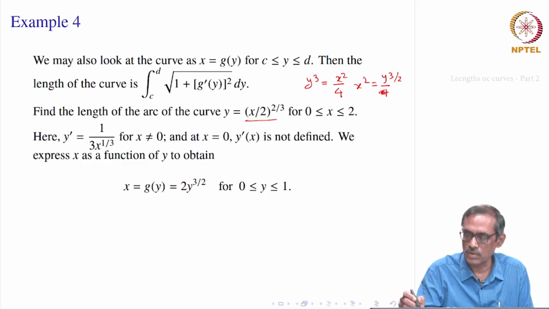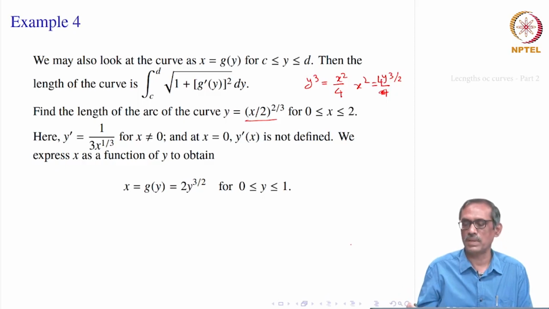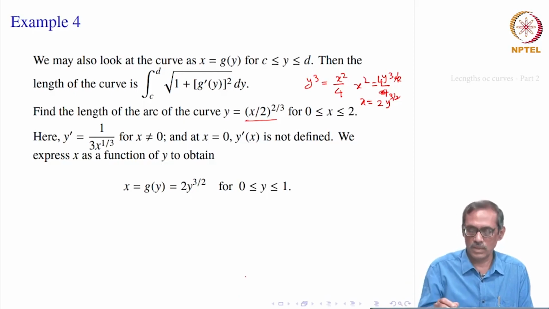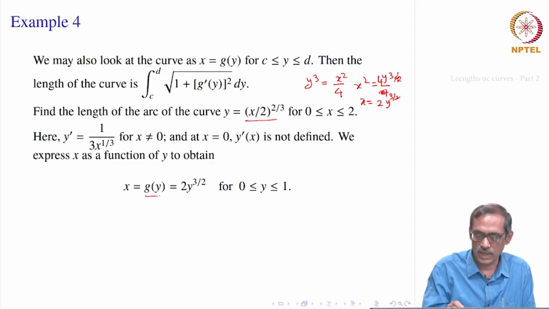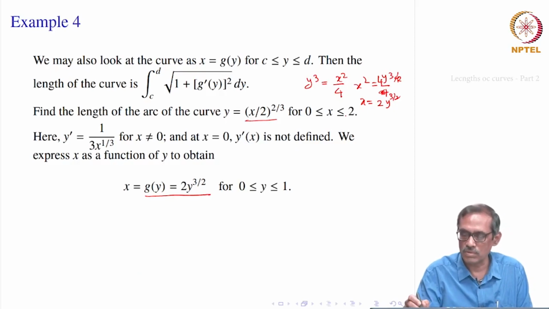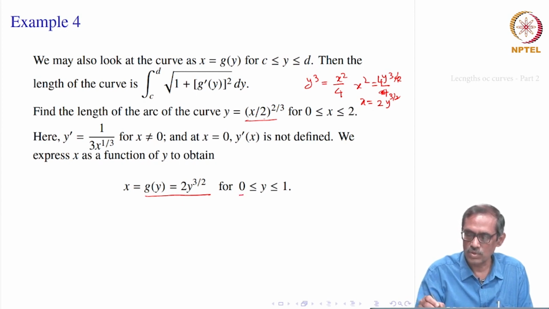Four is multiplied, not divided, 4 times y to the power 3 by 2. So, x will be equal to the square root of that, we take 2 y to the power 3 by 2. Okay. So, that is what we write, x equal to g of y equal to 2 y to the power 3 by 2, and when x varies from 0 to 2, you see x equal to 0, so y equal to 0, and when x equal to 2, this is 2 by 2 which is 1. So, y must be 1.